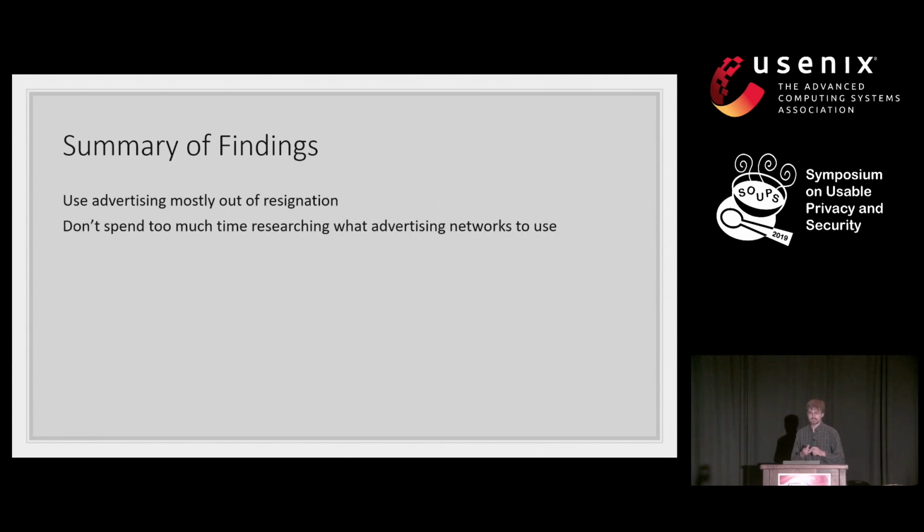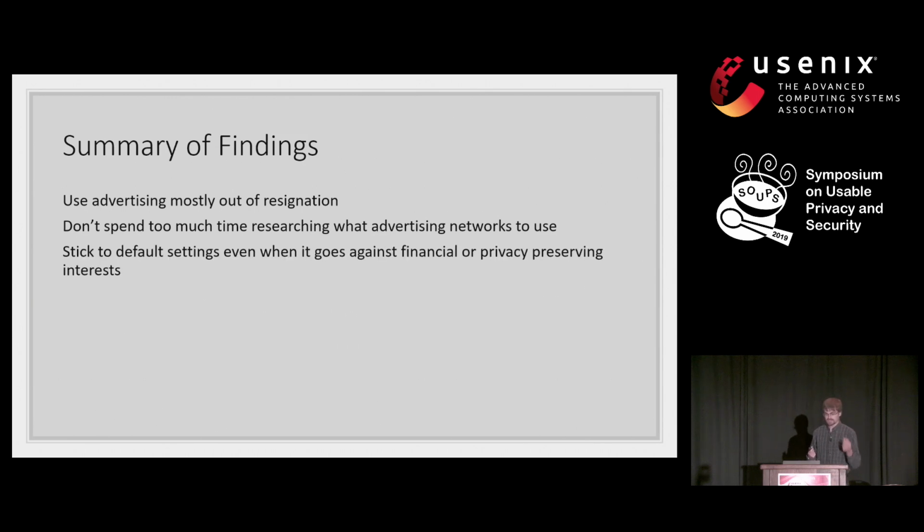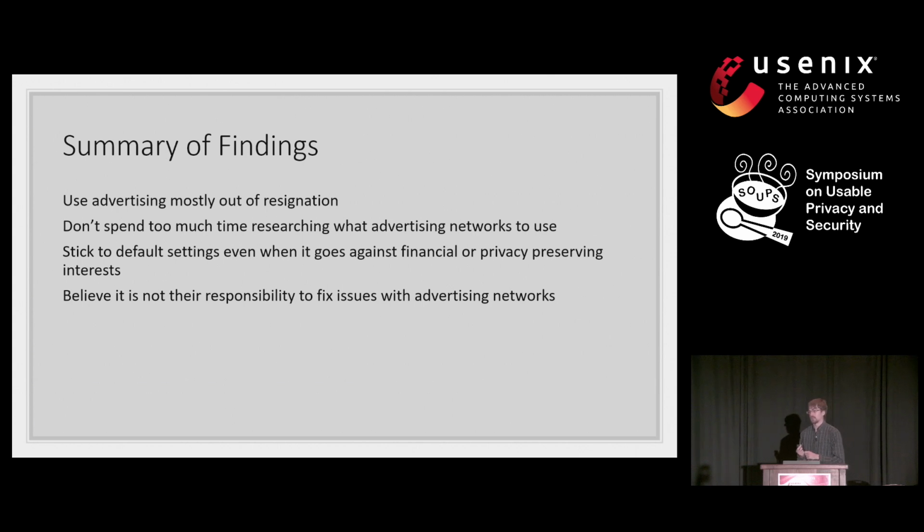Thus, to summarize our findings, mobile app developers use advertising mostly out of resignation and a belief that they have to use advertising. They don't spend too much time researching what advertising network to use. They stick to default settings even when it goes against their financial or privacy-preserving interests. And they believe it is not their responsibility to fix issues with advertising networks, viewing themselves as having little agency and little responsibility. Looking at these findings, we saw several opportunities for future work and for intervention.